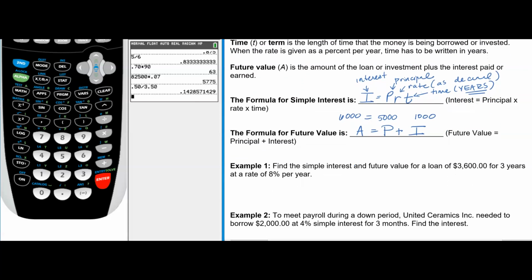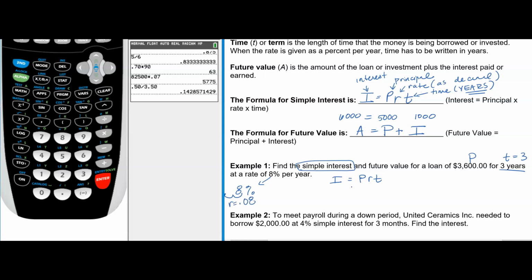Okay, so let's go down to example 1. Find the simple interest and future value for a loan that's $3,600 for 3 years at a rate of 8% per year. As soon as you see simple interest, let's write down that formula, I equals PRT, and fill in what we know. So the $3,600 is going to be your principal. It's asking you to find the future value, so we'll do that through this process here. 3 years, that's going to be your time, so T equals 3. And 8% as a decimal, we're just going to move that decimal 2 spots to the left. So R is going to be 0.08.